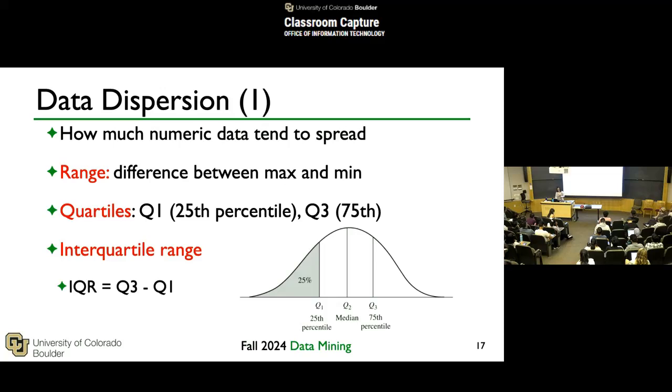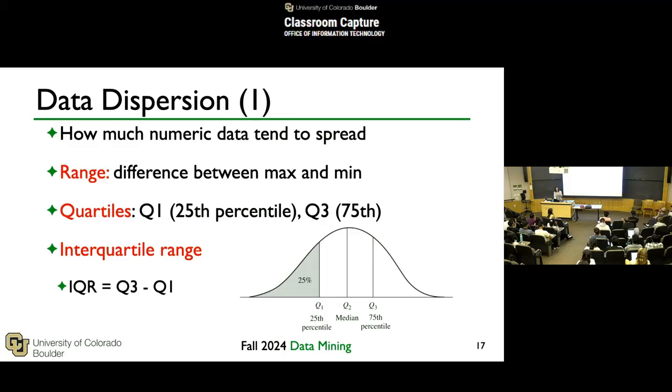So range, as I said, is the difference between min and max, right? A smaller range means that the min and max are very close to each other. So everybody's similar, right? A bigger range means a bigger spread. But that doesn't give you information about how things are spreading, okay? It just says min and max, right?